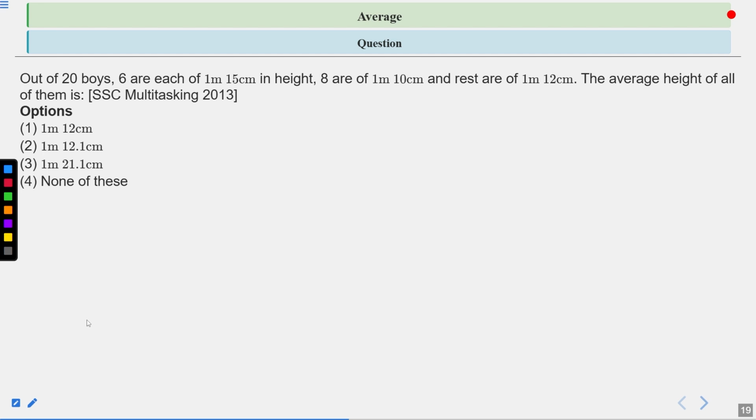Out of 20 boys, 6 are each of 1 meter 15 centimeter in height, 8 are of 1 meter 10 centimeter, and the rest are 1 meter 12 centimeter. The average height of all of them is... This question was asked in the SSC Multitasking exam in 2013. So there are four options. First one says 1 meter 12 centimeter. Second is 1 meter 12.1 centimeter. Third one is 1 meter 21.1 centimeter. And fourth one is none of these.